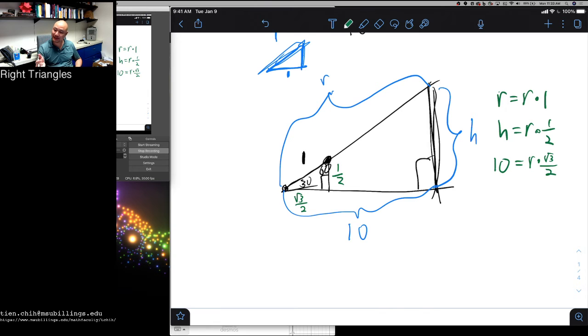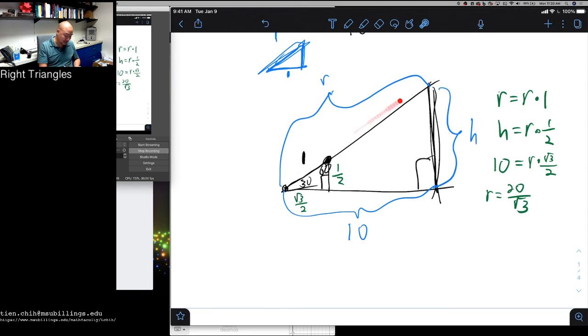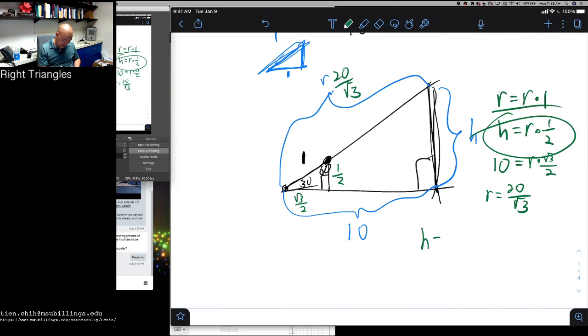And what that is telling me is that the r, in fact, is 20 over the square root of 3. Right? That's the solution to this little bit of algebra here. So now I don't know what the radius is. It has to be 20 over root 3 times longer, because this base is 20 over root 3 times longer. So this is 20 over root 3. That takes care of that. And then as far as this goes, h is 20 over root 3 times 1/2, which is 10 over root 3.